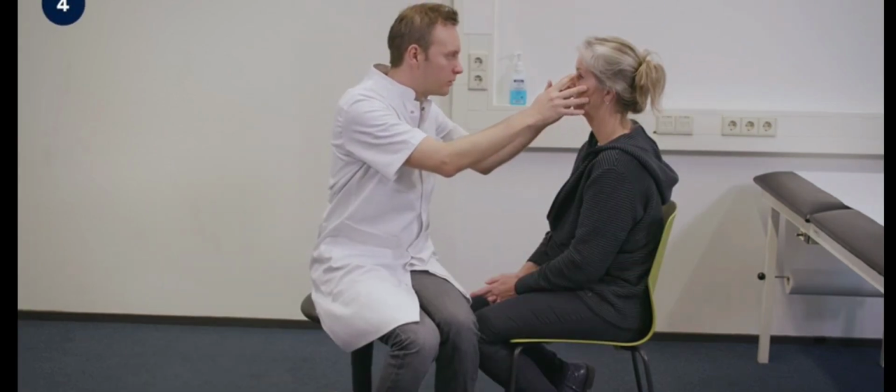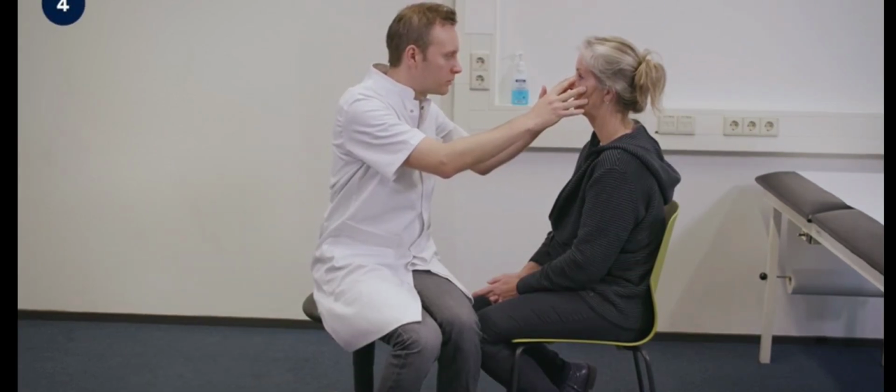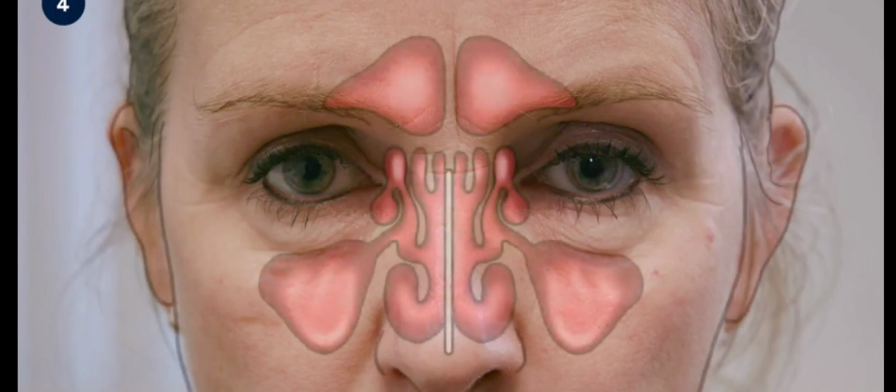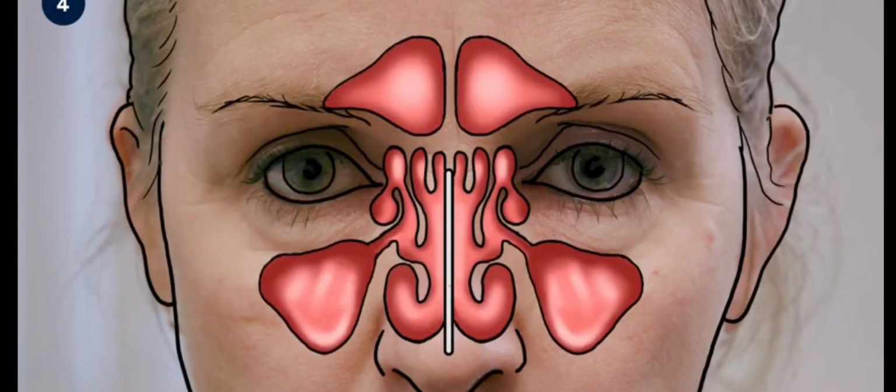The nasal bones and nasal cartilage are next palpated to assess the nose for symmetry, any swelling or areas of tenderness, and any palpable step-off or fractures. The nasal tip can be palpated to assess elasticity and to assess the support of the nose. If indicated, palpation over the paranasal sinuses can also be performed.